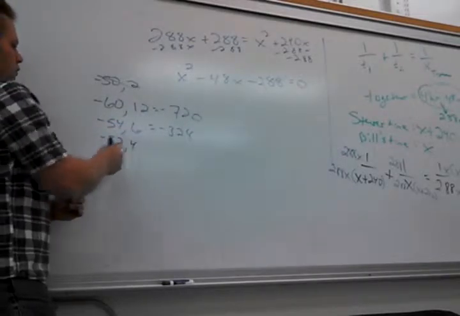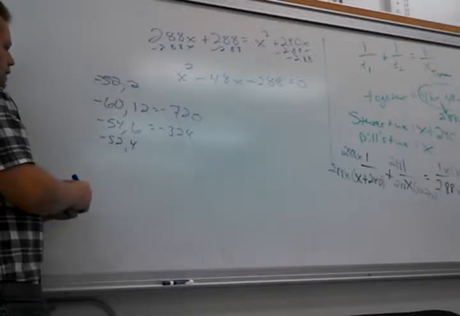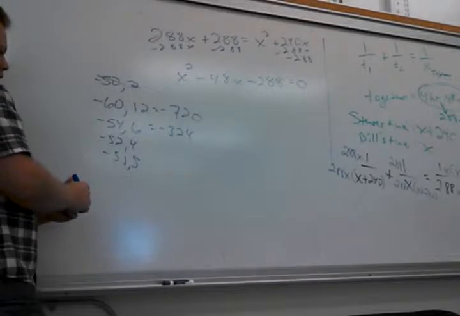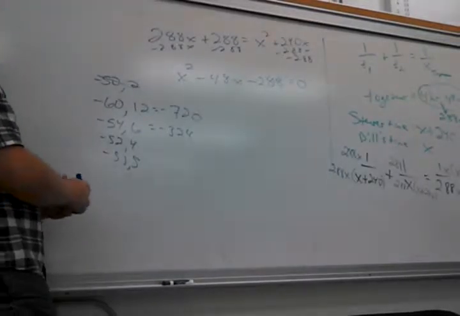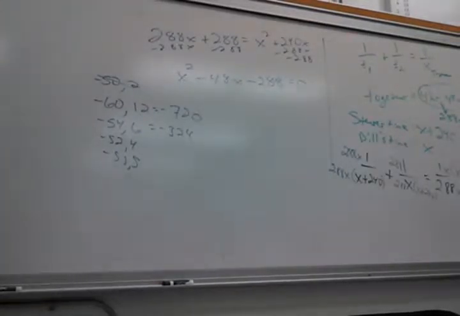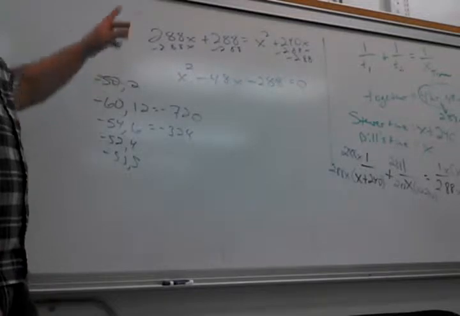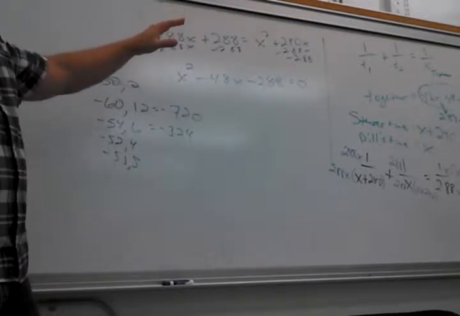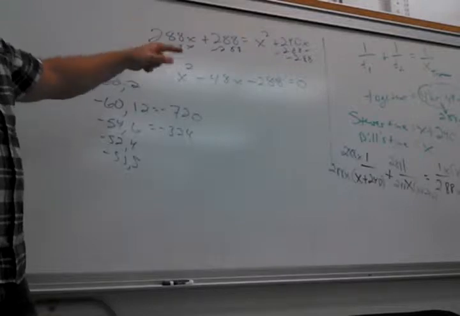Negative 52 and 4, so that'll make negative 208. Negative 53 and 5 will make 265, so nothing works. That's an evil problem. I don't like that problem. I don't see where we made a mistake. So maybe it's a problem's problem. Negative 48, negative 288.